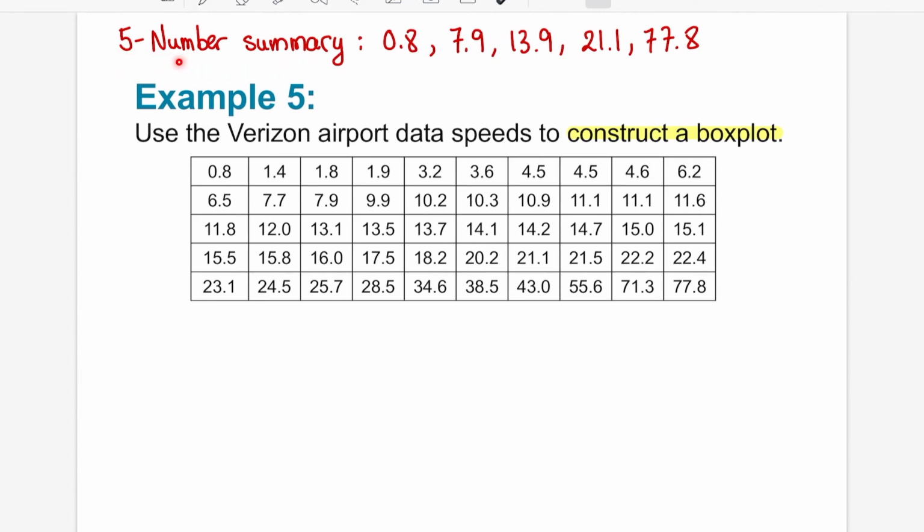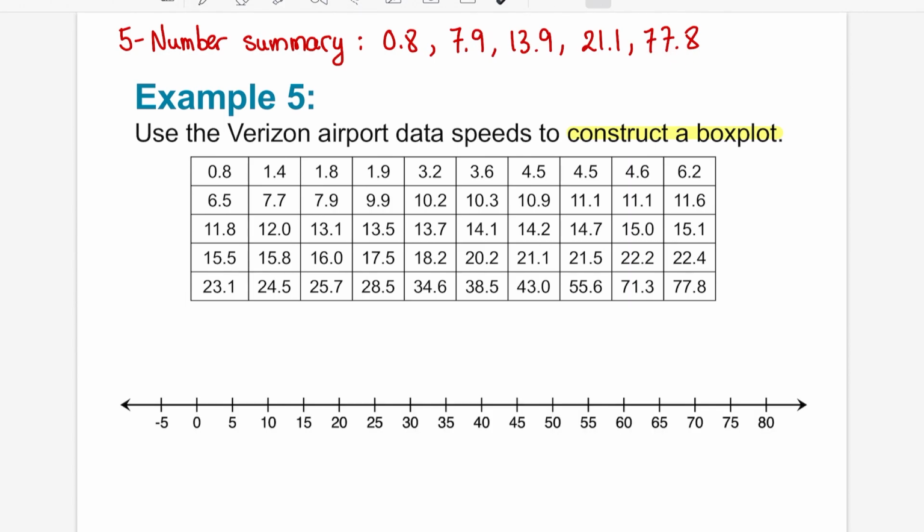So when you write a 5-number summary, it should be in this order: the minimum, Q1, Q2, Q3, and maximum. Next, we are going to create a number line that is long enough to contain 0.8 all the way up to 77.8. We will first draw in the box starting from Q1 to Q3. So 7.9 all the way to 21.1.